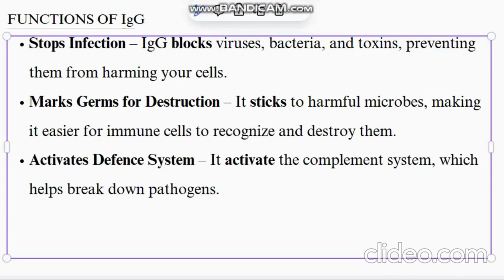Now the functions of IgG antibodies. IgG antibodies have their own specific functions, which we are going to discuss in this slide. The first one is stopping the infection.